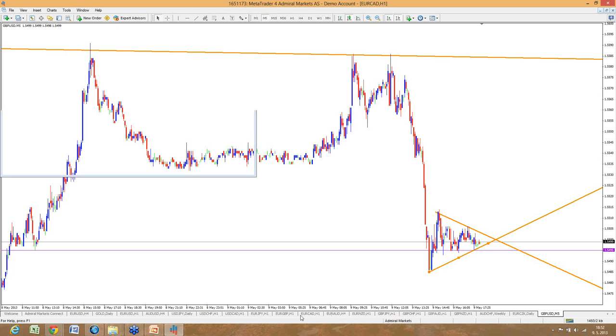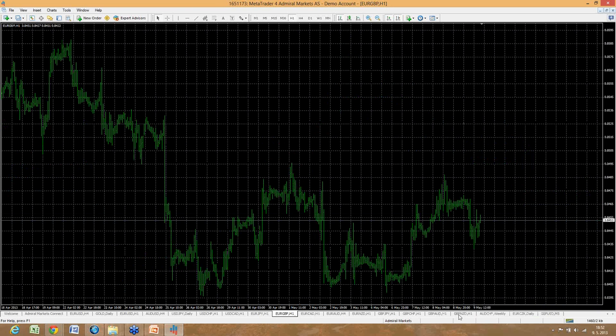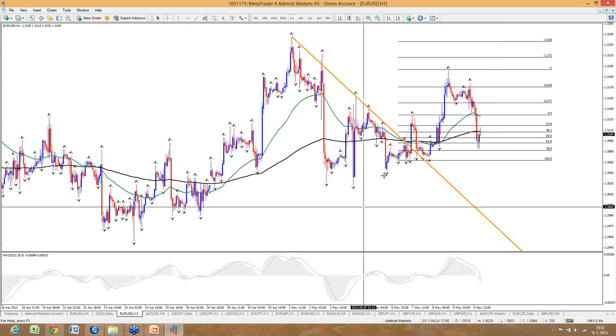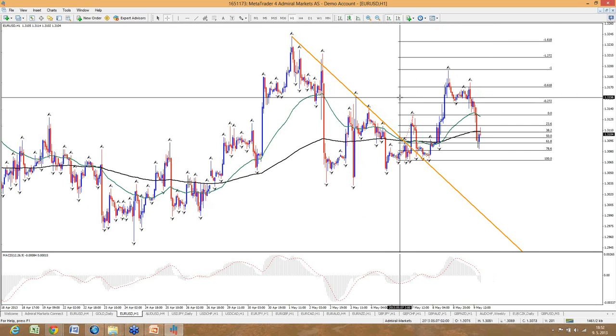Here in New Zealand, CAD. Where was it? I just added it a second ago. I'm getting blind, probably. Euro dollar. There it is. How do you know the breakout?